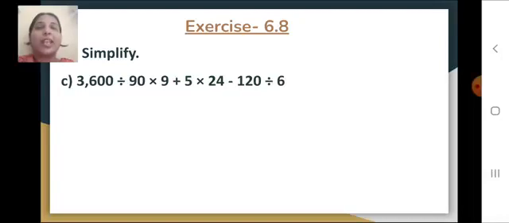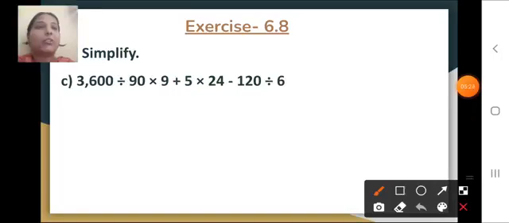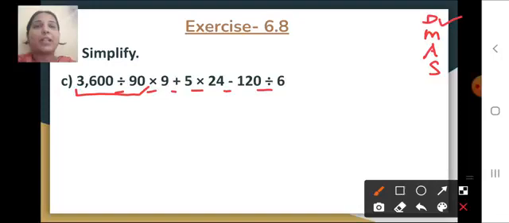Now this is number C. Let's solve it together again. So we'll start with, you can see here, division, multiplication, addition, then again multiplication, then subtraction, then division. So first of all, which operation will we do, children? Yes, division, multiplication, addition, subtraction. So first we will divide. When we divide 3600 by 90, what will we get? We can do the cancellation method here. 9 4s are 36. So we will get 40 here after dividing.